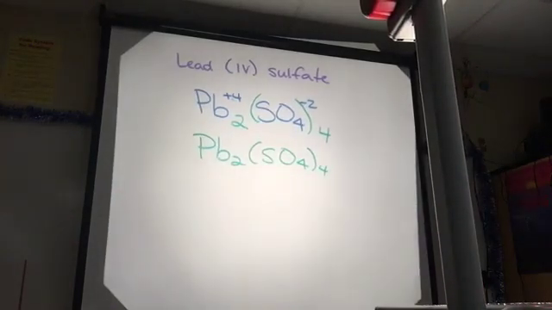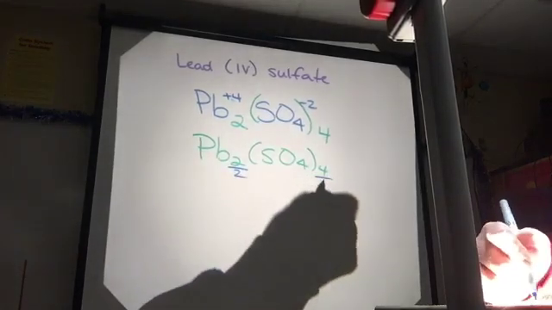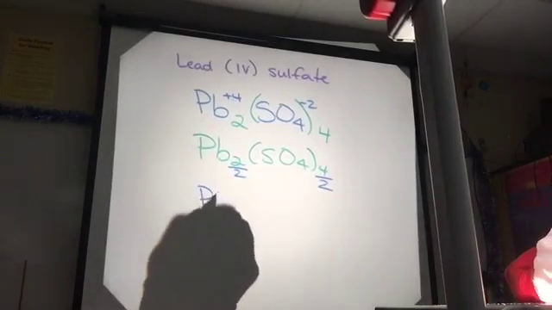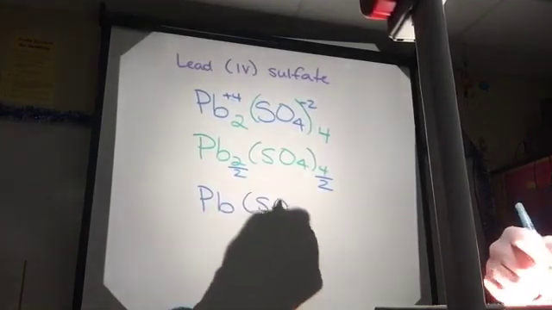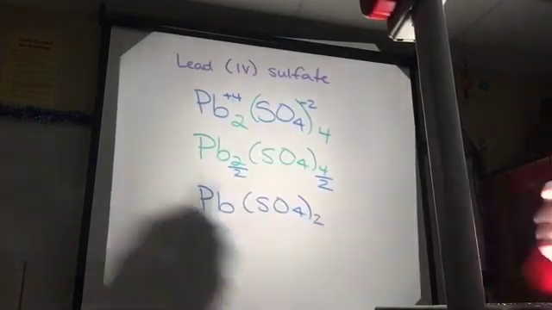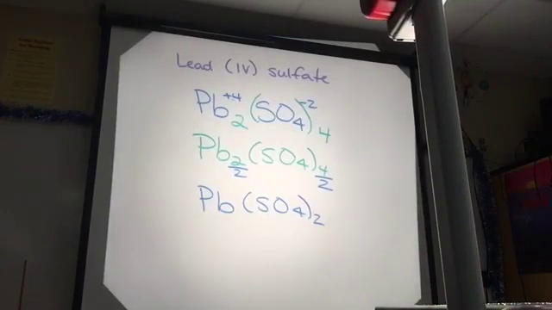Can I reduce this at all? Yes. If I divide this by 2 and that by 2, I get Pb(SO4)2. So far, so good. Yes?